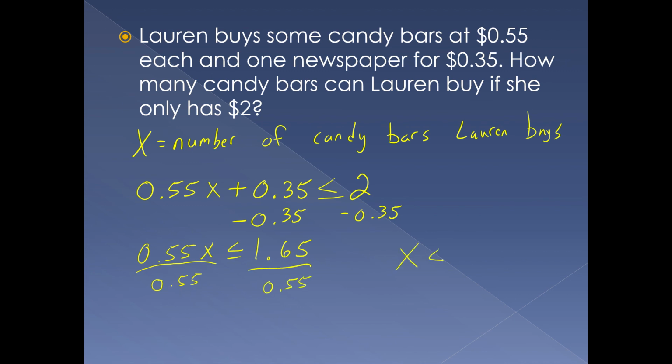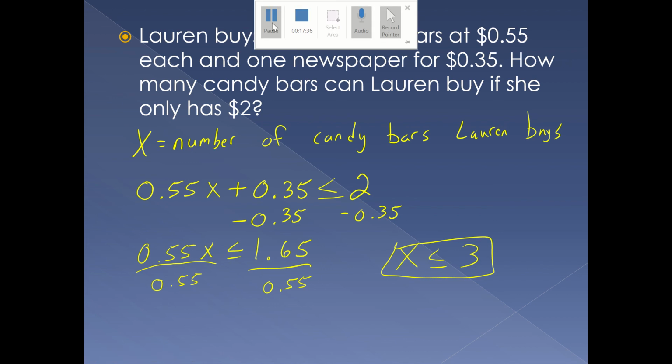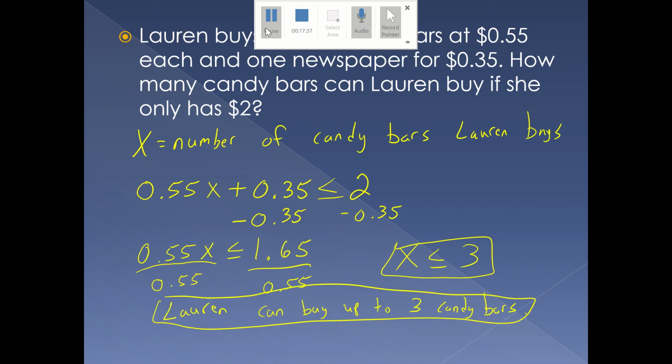So x is less than or equal to 3. All right, take a moment now, pause the video if you've not done so already, and write a sentence that represents what is going on in the scenario. X is less than or equal to 3. Write a sentence that represents this. All right, Lauren can buy up to 3 candy bars. That is my sentence. You should have something similar.